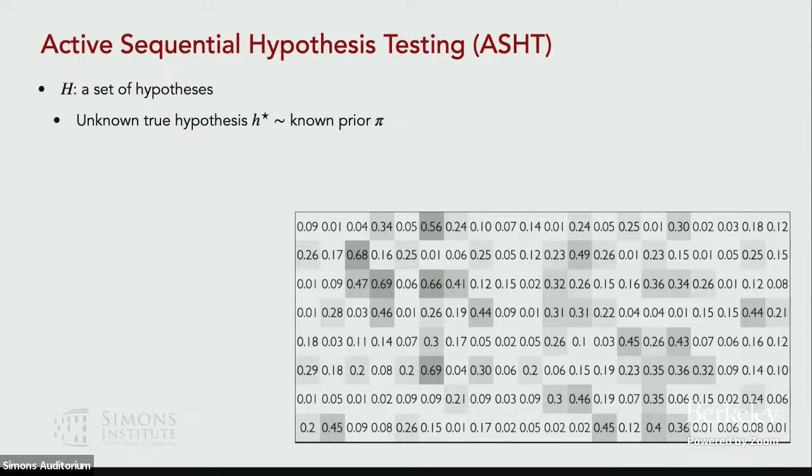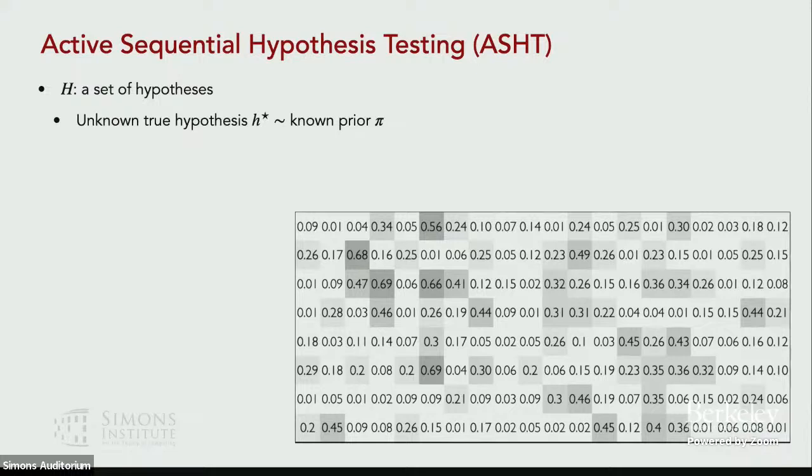Moreover, we are going to assume that we know the prior pi according to which the true hypothesis H star is drawn. In the cancer example, this just corresponds to the clinician having a very good understanding of the probability of this particular patient having different cancer types, which could be based on their family history, their gender, age, and things like that.